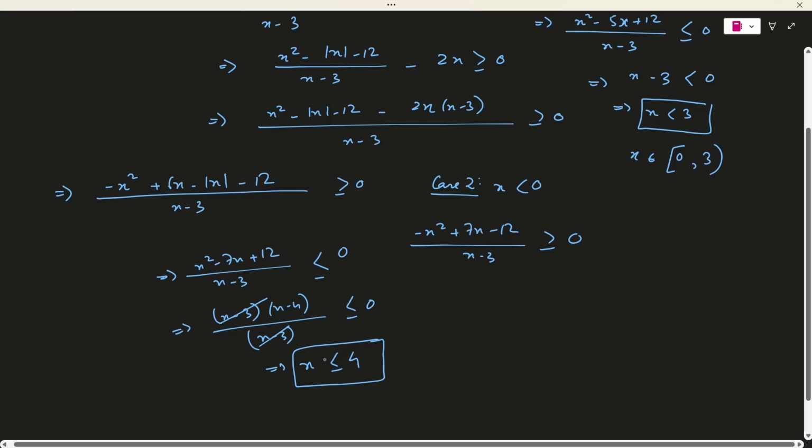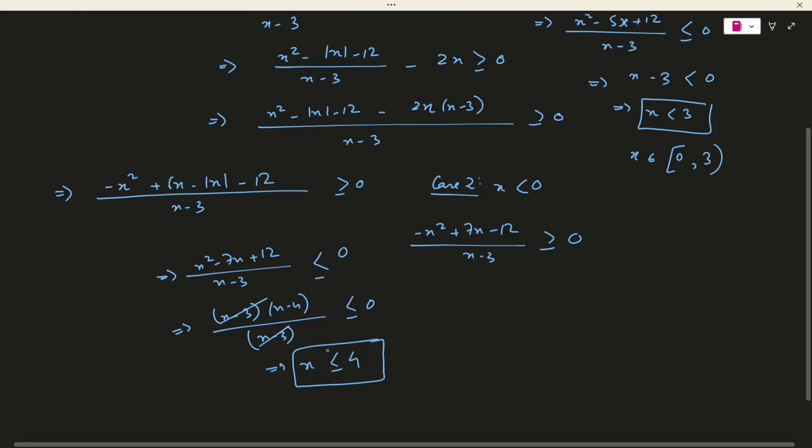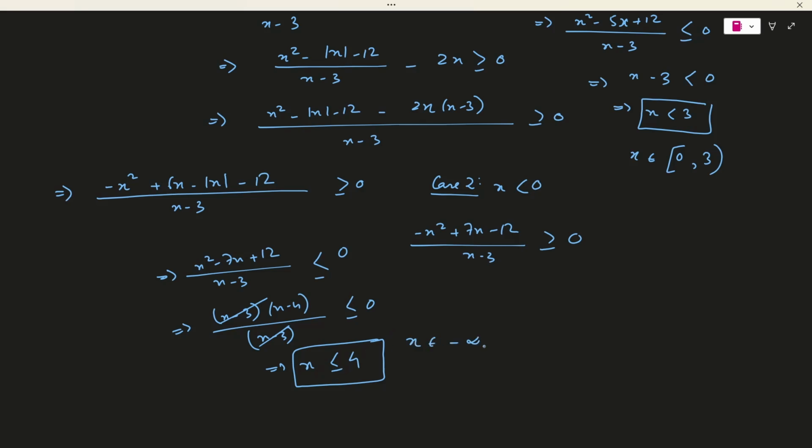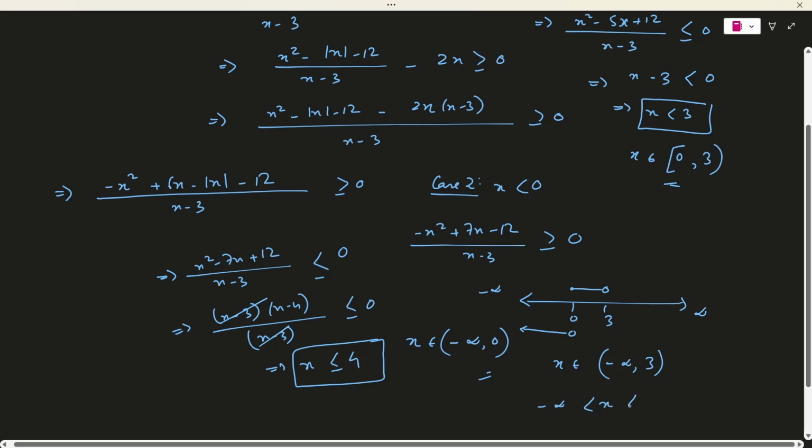But what was our assumption? Our assumption was that x is less than 0, and we are getting x is less than or equal to 4. So the final answer will be x belongs to minus infinity to 0. Now I need to combine these two. So this is minus infinity, this is 0, this is 3, this is infinity. Minus infinity to 0 and 0 to 3. So x belongs to minus infinity to 3 is the required answer, or you can say minus infinity less than x less than 3.